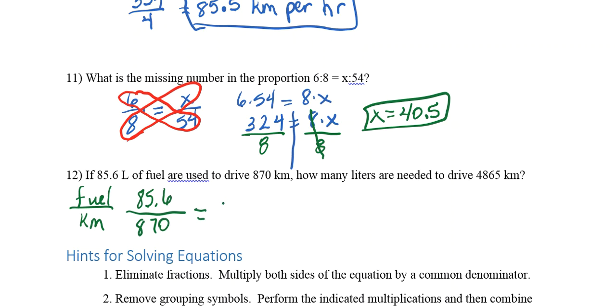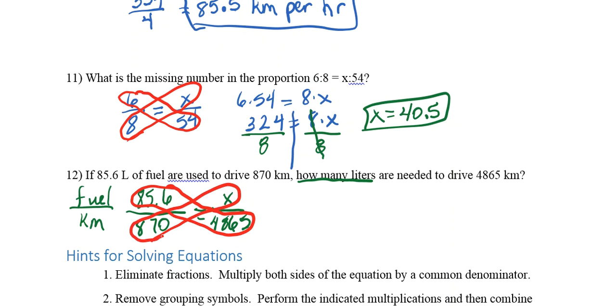Now, what I do have to make sure I do is stay the same. So when I come to do the ratio on this side, I have to make sure fuel's on top, kilometers are on bottom. So I'm actually looking for the fuel, so that's my variable. And I know the kilometers, that's 4,865. So I have a proportion because I have a fraction equaling a fraction. So I'm going to cross multiply. So we're multiplying the diagonals. So I get 85.6 times 4,865 equals 870 times x.